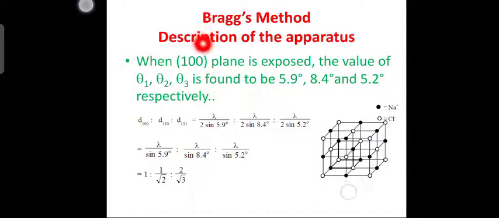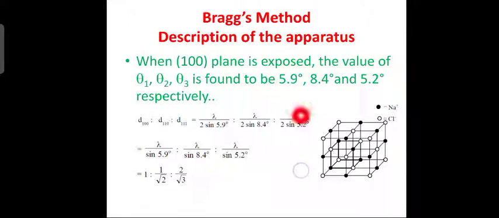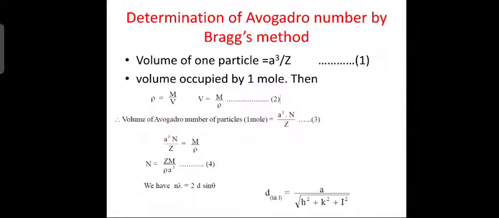This is the crystal structure of sodium chloride. You can see the crystal structure of sodium chloride here. The black dots indicate sodium ions, and the hollow circles indicate chloride ions. This is the crystal structure of sodium chloride.